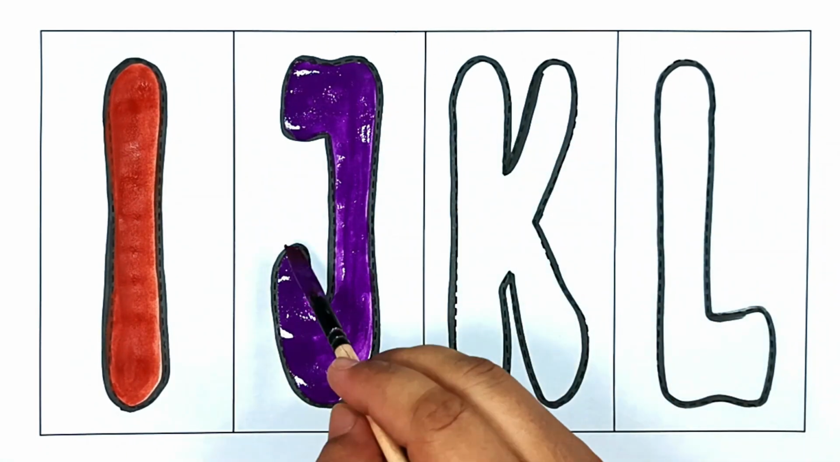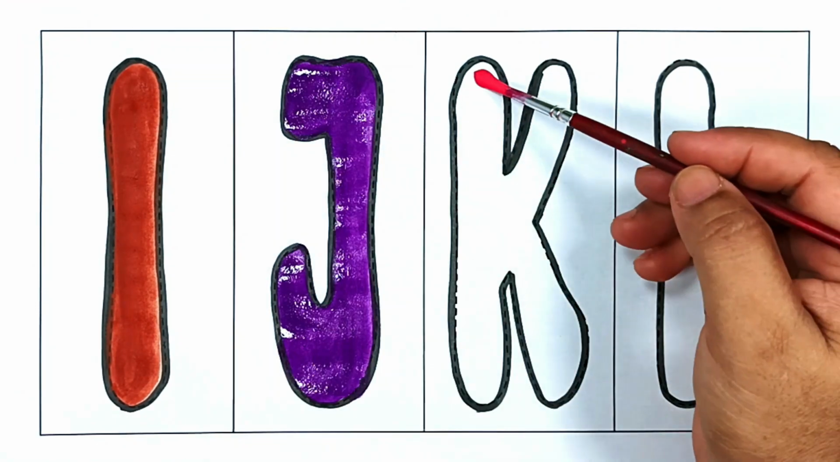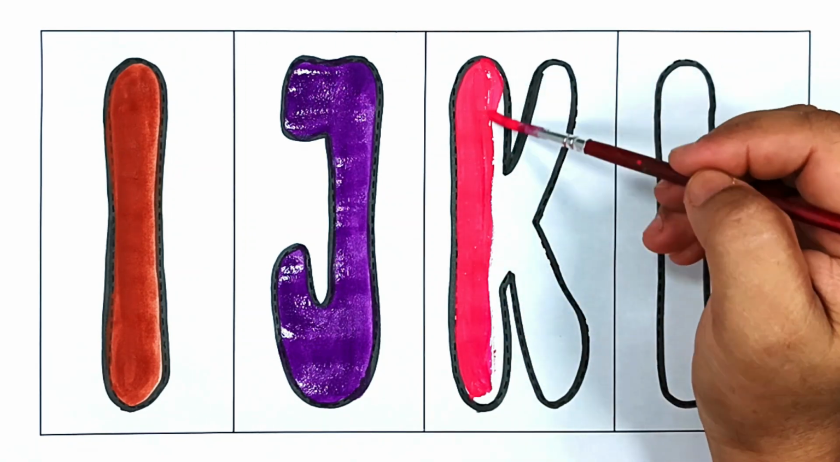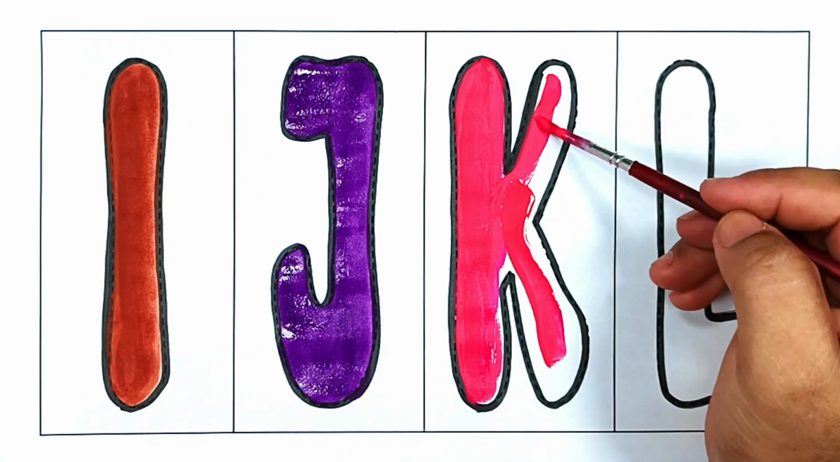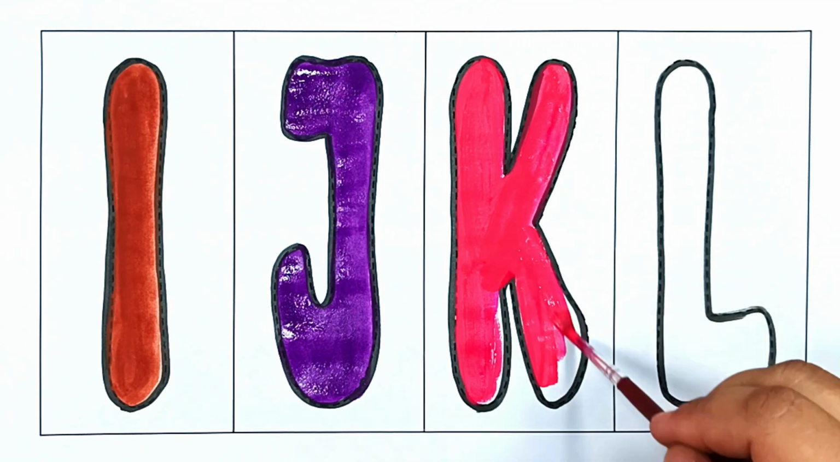The itsy bitsy spider went up the water. J for jam. Down came the rain and washed the spider out. Out came the sun and dried up all the rain. And the itsy bitsy spider went up the spout again.